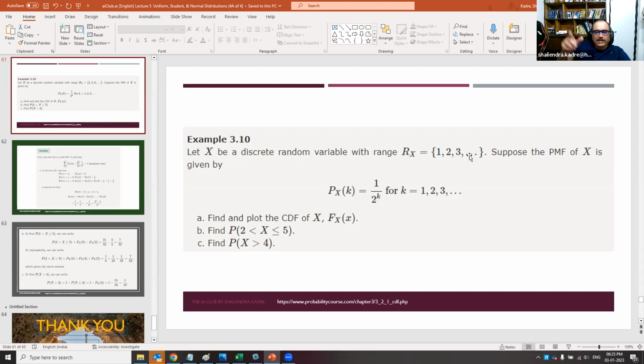So it is like doing integral only. It is, but it's a discrete number. So we are doing sigma. Do you agree with this, Jignesh and Amit? Yes, sir.